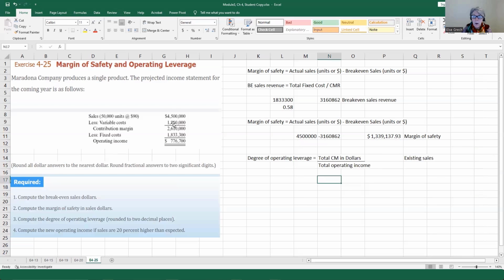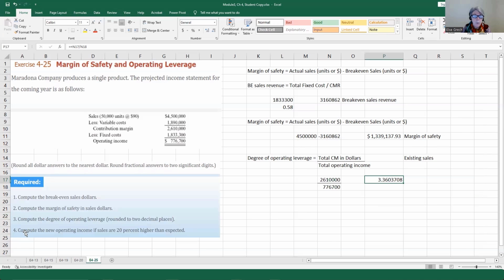Okay. We've got contribution margin in dollars, 2,610,000. Total operating income right here, 776,700. We're going to divide these two. And it is equal to 3.36. Now, sometimes people change this into a dollar value, then they try to change it into a percentage. No, this is just a number, 3.36. That's what it is.